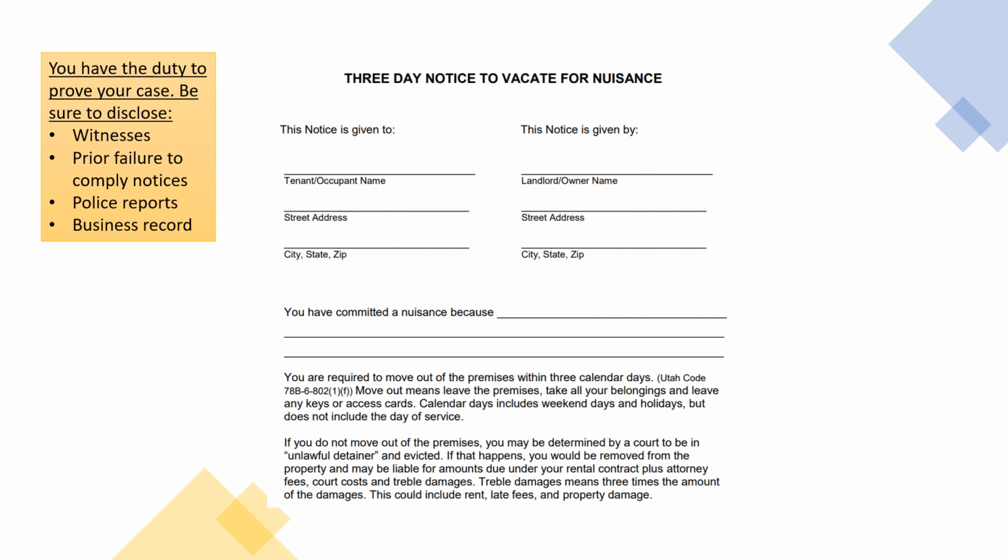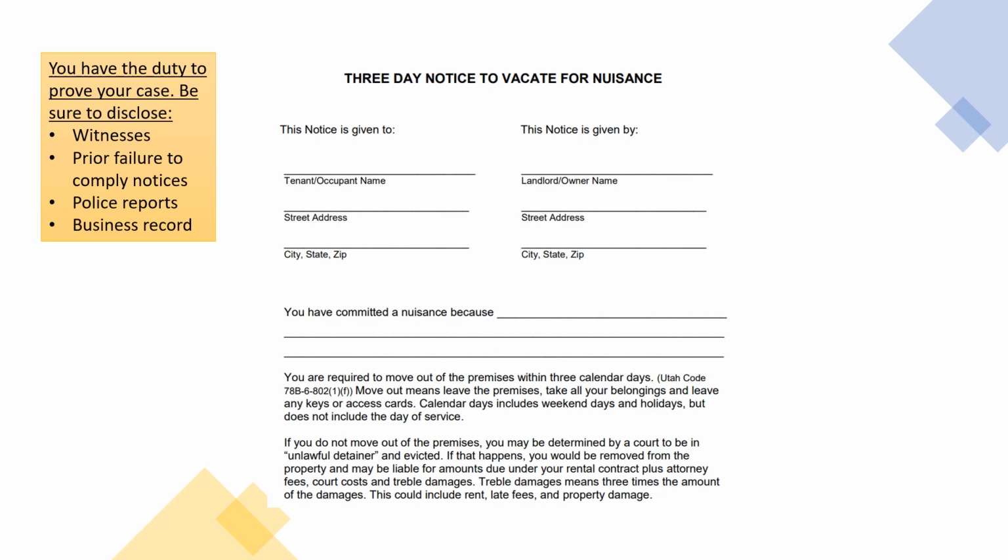this notice is used if the tenant is creating a nuisance. A nuisance is something that interferes with someone else's comfortable enjoyment of their life or property. It can include anything that injures health, is indecent, offensive to the senses, or interferes with someone's free use of the property. There are two types of nuisance: either criminal nuisance or non-criminal nuisance.